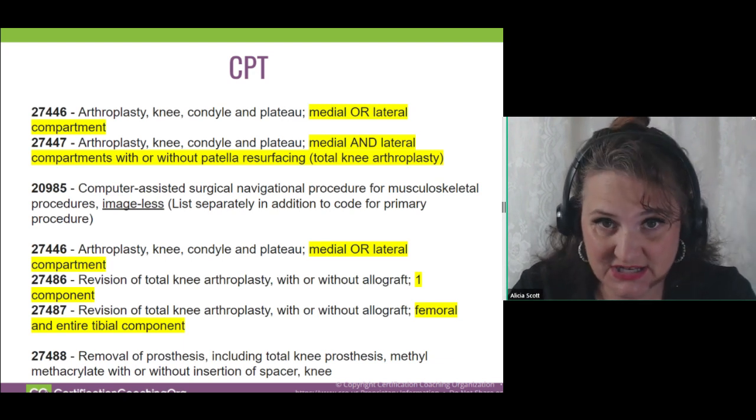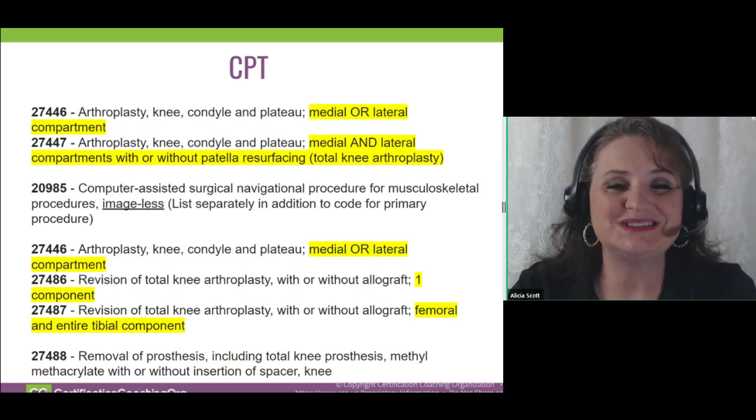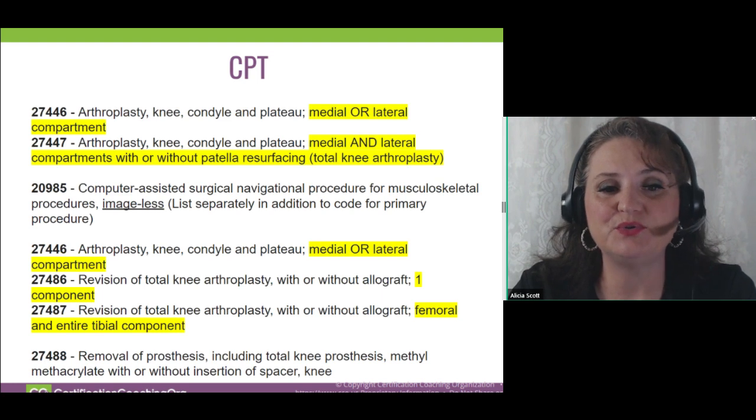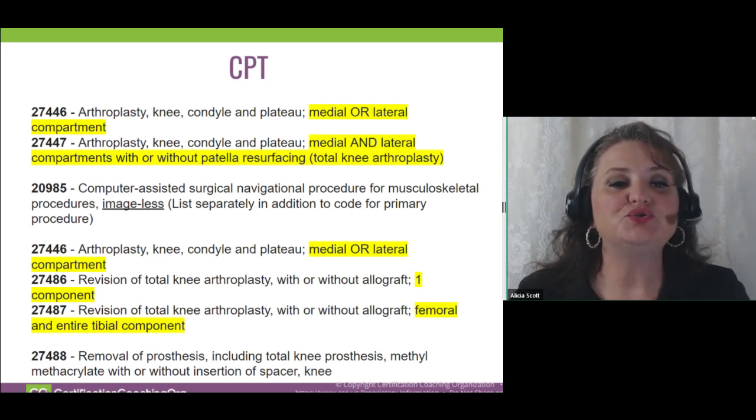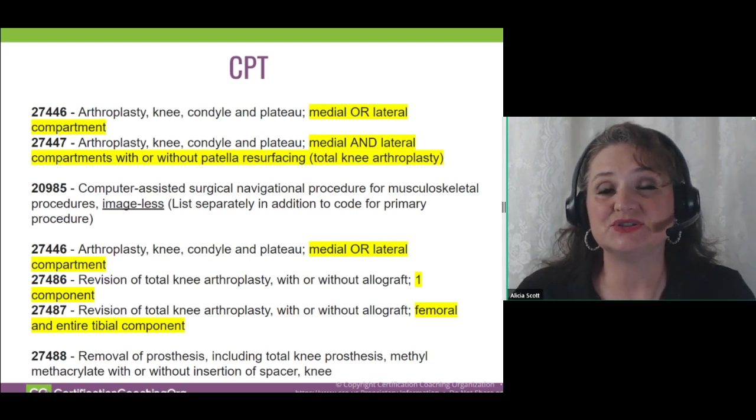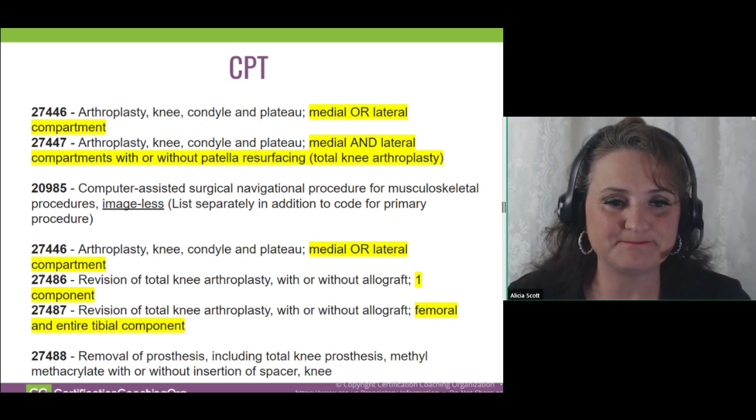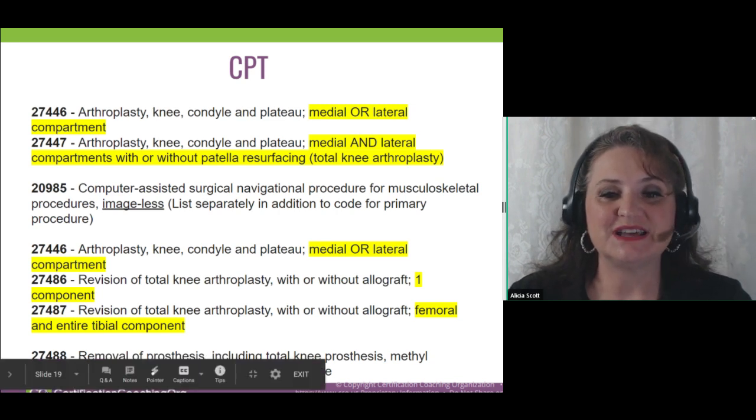In addition, if a computer was used, 20985, that's computer assisted surgical navigation. Now this is imageless, so you would list this separately and you would do the primary procedure, 27447, and they did 20985 because the surgeon had a computer to assist. So what is 27446? Again, medial or lateral compartment.